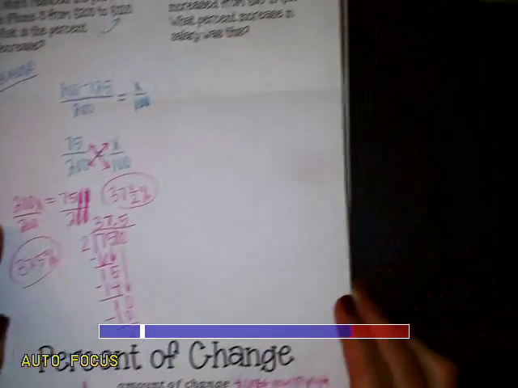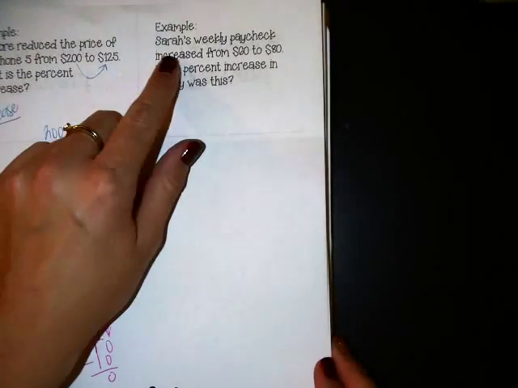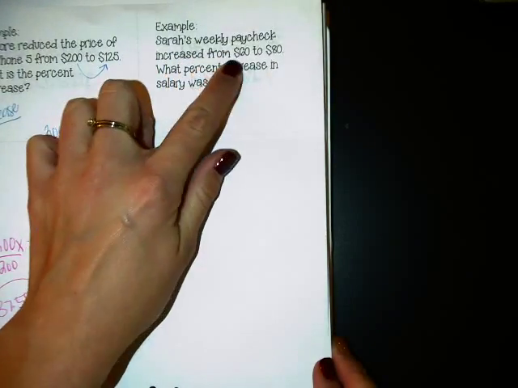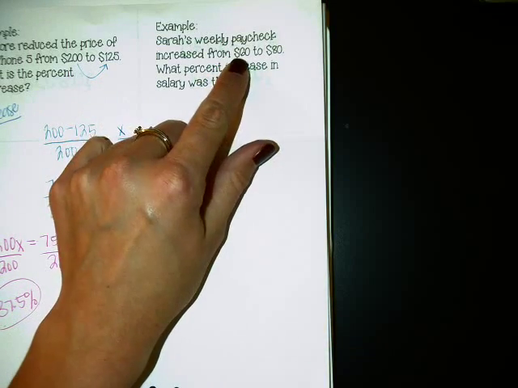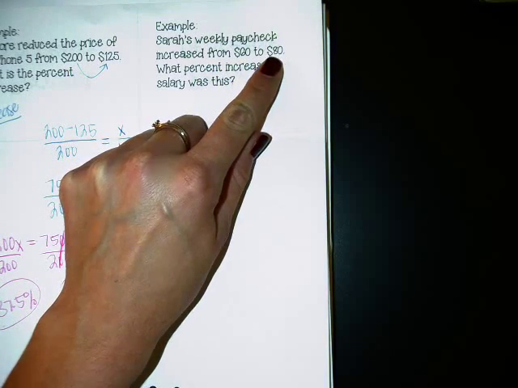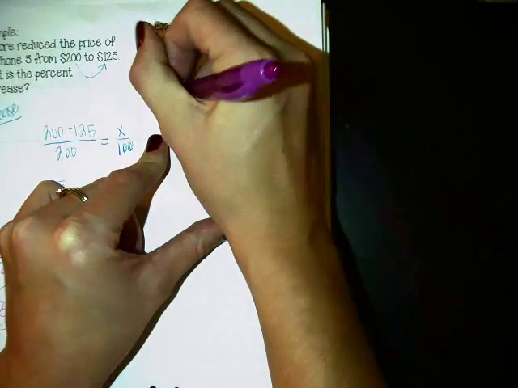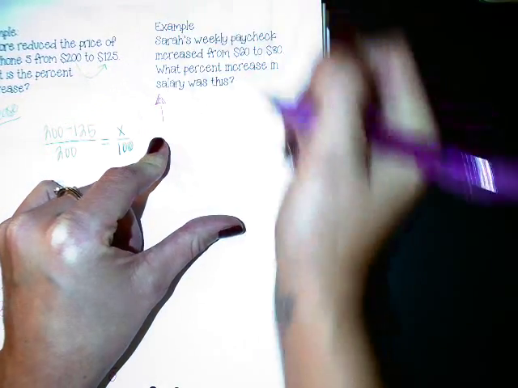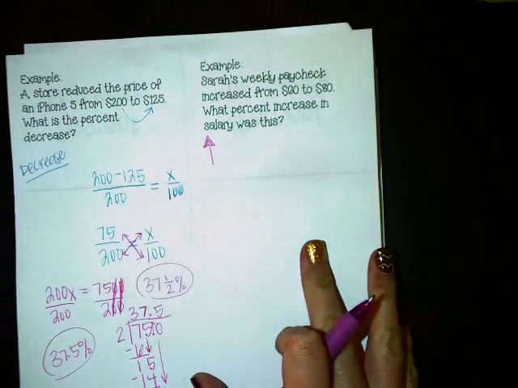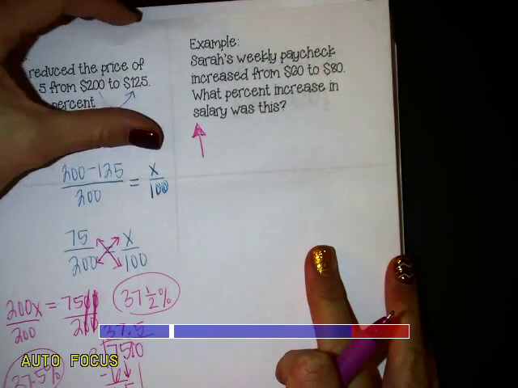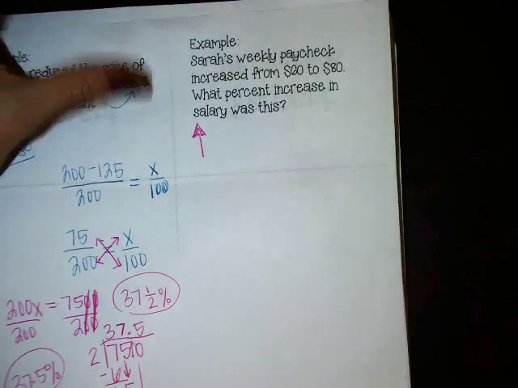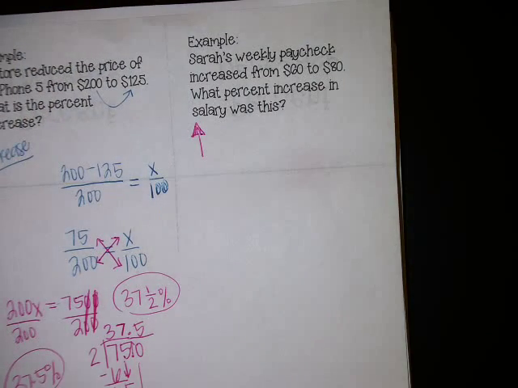Okay, now let's come over here. This is an increase situation. Her weekly paycheck increased from $60. She used to make $60 a week. Now she makes $80 a week. So this is an increase. And she went from 60 to 80. So again, I said your amount change is always going to be a positive number.